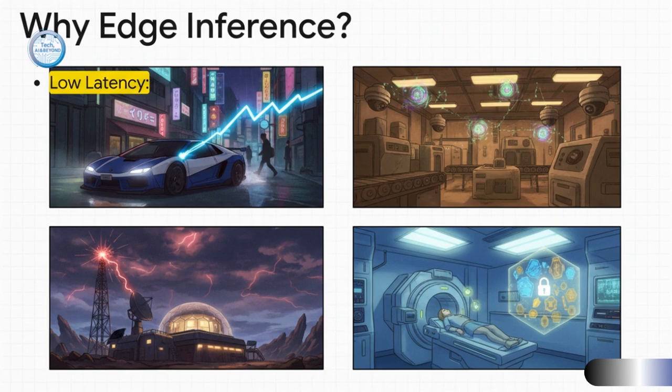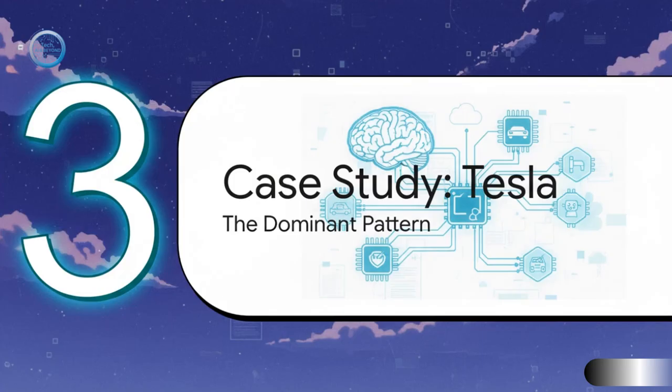Third, disconnected operation. An industrial controller on an oil rig has to keep working even if its satellite internet connection goes down. And finally, privacy. By processing sensitive data, like a facial scan for entry, right on the device, that raw information never has to leave the building. Now, theory is one thing, but let's see how this all comes together in the real world.